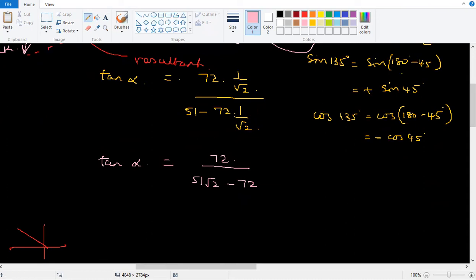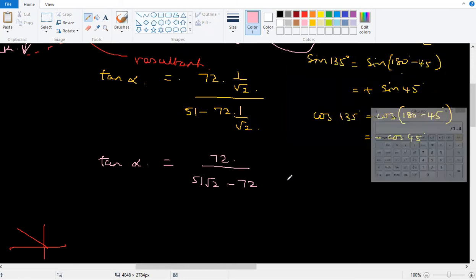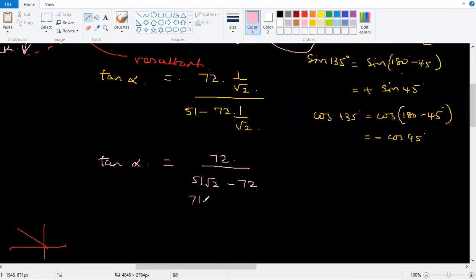51 root 2. So let's check what is 51 root 2. Root 2 is 1.4 something. So 1.4 into 51 is 71.4. So what this means is this is very close to 71.4, so this and this will come very, very close to 0. Okay, so that means tan alpha, anything by 0 will become infinity, which means alpha will be very close to 90 degrees.